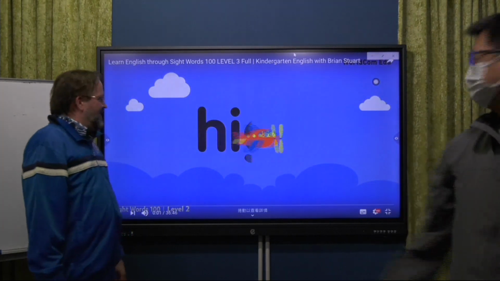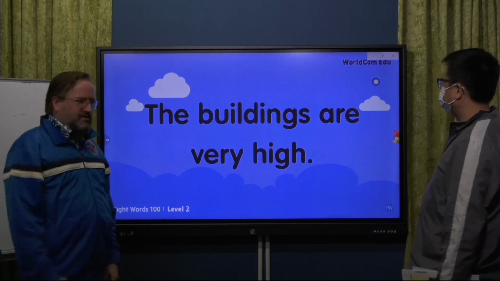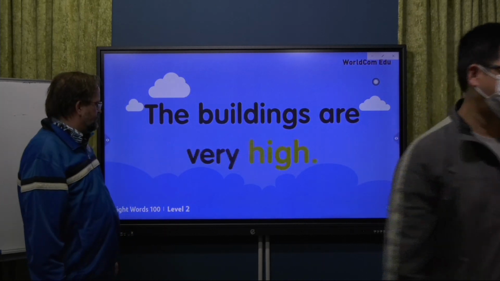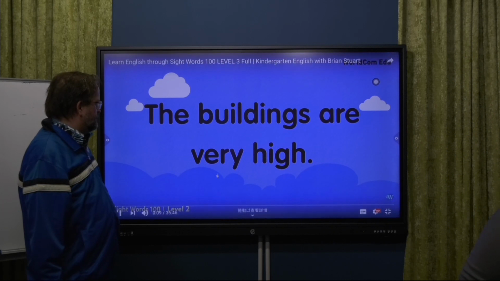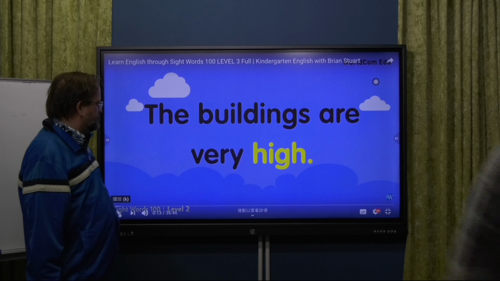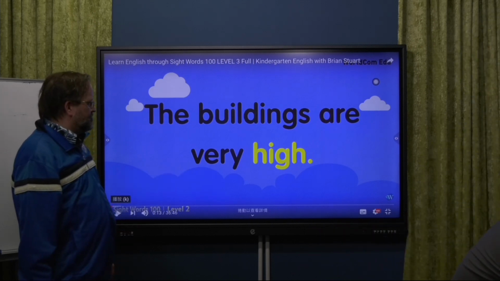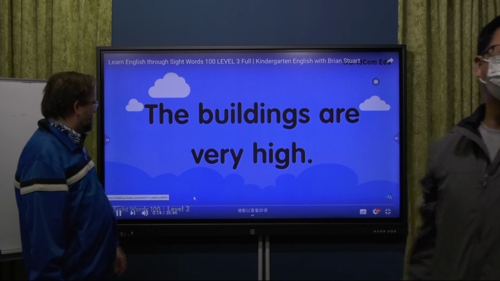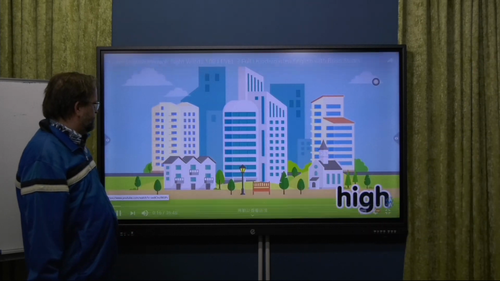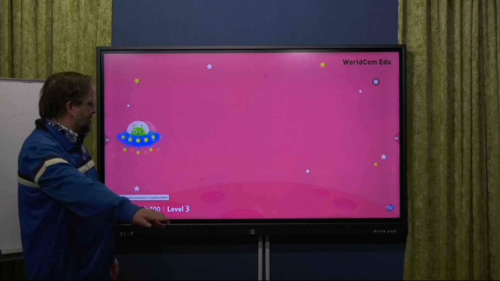Alright, so I've posted this. This is level 3 of the simple words. The buildings are very high. Keep going. One more little bit, and we'll show you what it's about after this next part. The buildings are very high. You can stop it there.